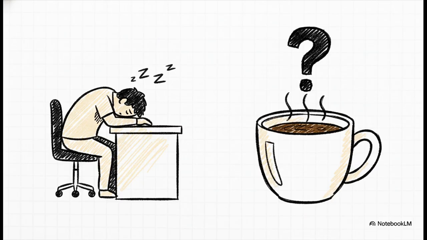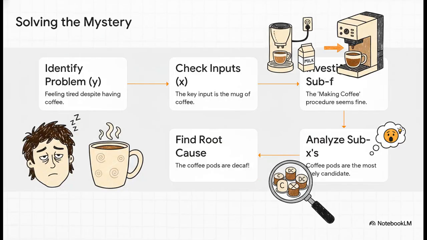Look, an abstract formula is only useful if we can actually apply it, right? So let's ground this whole thing in a simple, everyday story that just brilliantly shows the logic. Imagine you're at your desk, you're feeling totally exhausted, even though you had your usual morning coffee. The problem? Your Y is clear. But what's the cause? So we use the formula and we work backward. Our bad output, our Y, is feeling tired.